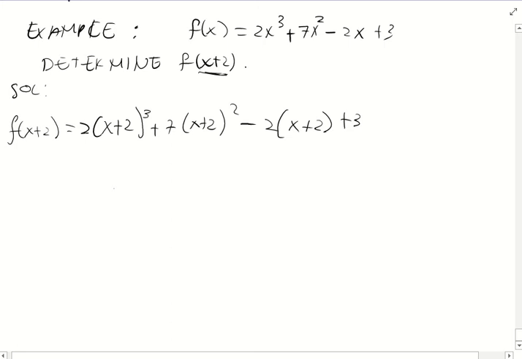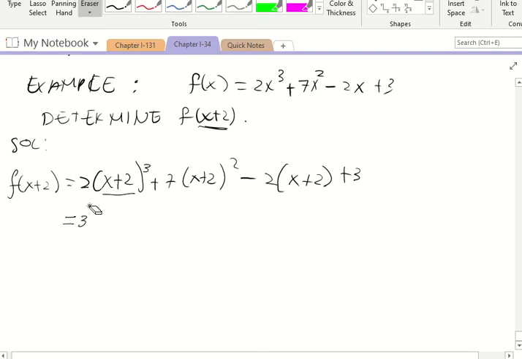X plus 2. Then that's evaluation. We already evaluated the function, but we still need them to be simplified. So how do we simplify them? Here, x plus 2 cubed. So we need to take the cube of a binomial. So this is quite tedious.